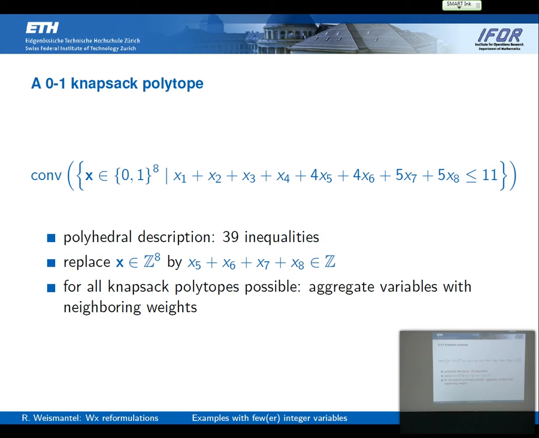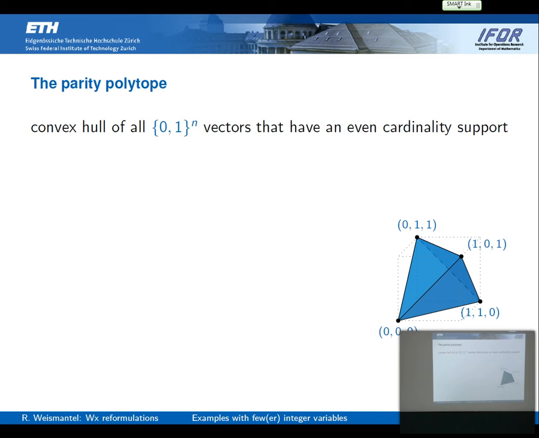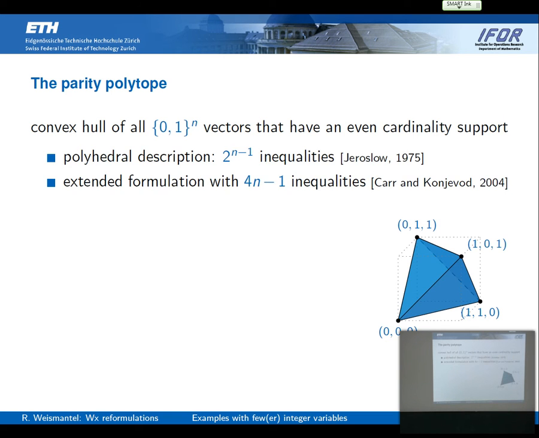Is that clear? So this is just a nice little example that shows that sometimes if you have some structure, maybe you are lucky. So now the parity polytope. This is the convex hull. A second example is the convex hull of all 0, 1 vectors that have an even cardinality support. So this is a little example that shows how it looks in dimension 3, in fact. This is the convex hull of exactly these points here.